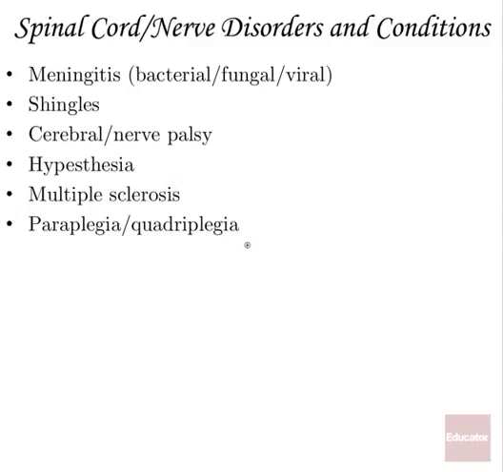So those also currently have no cure, but there is hope that there will be a cure for these types of paralysis.